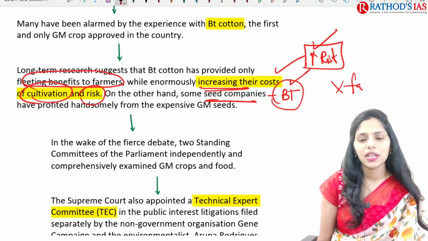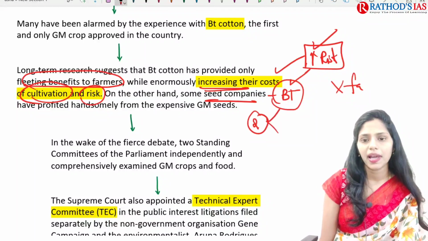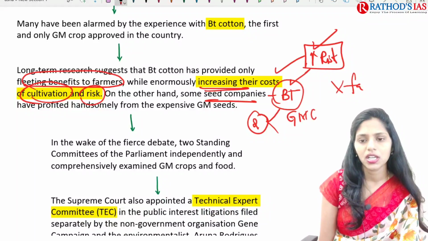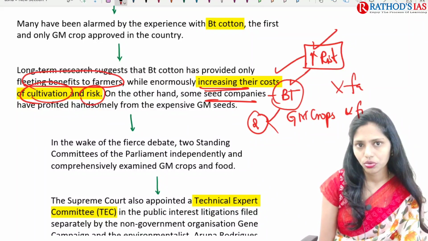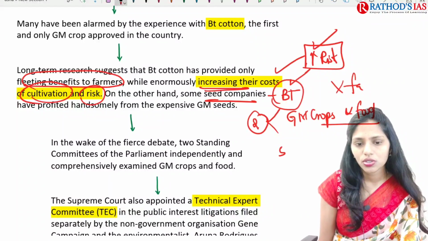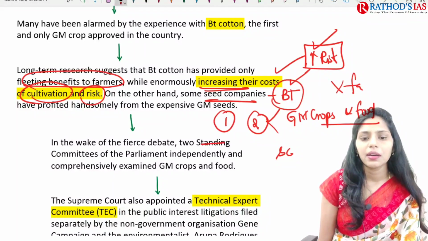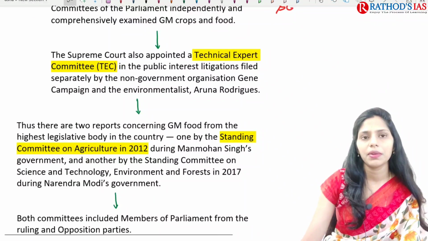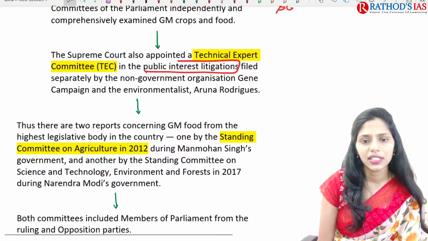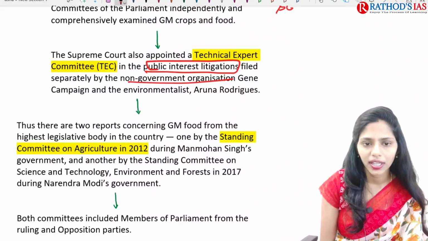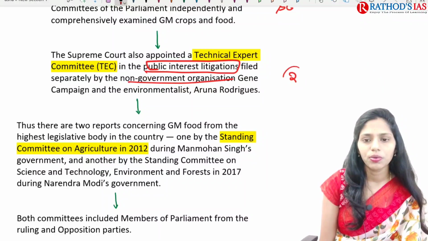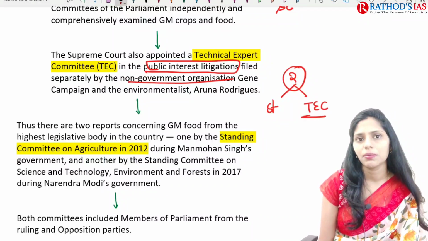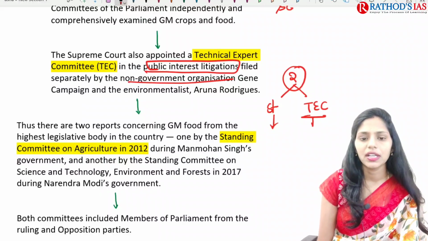In the wake of this debate, we came up with two standing committees of parliament, set up independently to examine GM crops, that is genetically modified crops, as well as food. The first is the standing committee of parliament, and the second is the Supreme Court appointed technical expert committee in a public interest litigation filed separately by a non-government organization. Finally, these two reports were released.